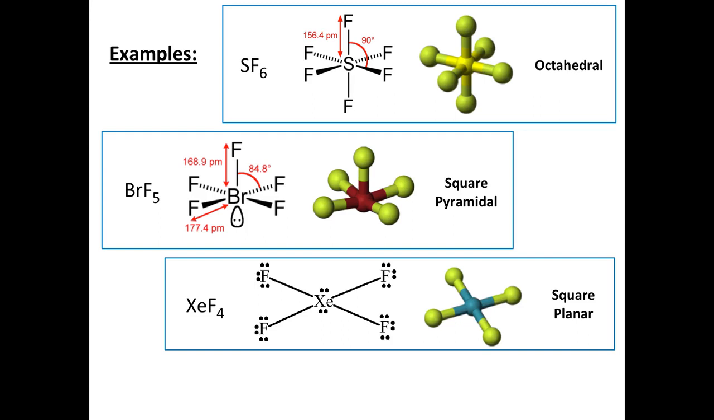And so here are some examples. SF6 is octahedral, BrF5 is square pyramidal, XeF4 xenon tetrafluoride is square planar. And again, the same thing happens with the bond angles. It gets a little smaller when you put the lone pair on there for BrF5. But for xenon tetrafluoride, these bond angles are back to 90 degrees because the action of the two lone pairs counteract each other and keep the bond angles all 90 degrees.